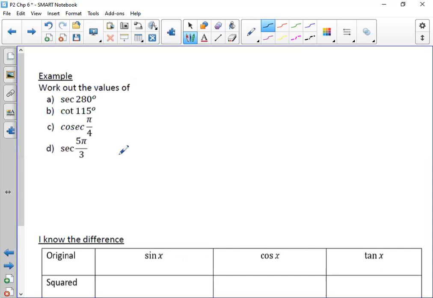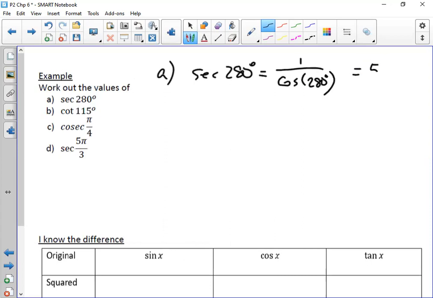Right, so example, work out the values of A. So bring your calculator out. A, sec 280 degrees. There's no sec on a calculator, so you have to do it manually. Sec 280 degrees is the same as 1 over cos 280 degrees. Just put it in a calculator, and you should get 5.76. You should try to put it in a calculator and see if you get the answer.